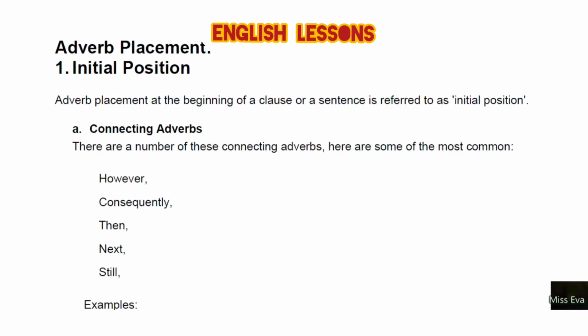So here we see there are a number of these connecting adverbs. These are some of the most common. The connecting adverbs here: however, conjunction however. If it's in front of the sentence, it's called initial position. Okay, and after this connecting adverb we have commas here. However, consequently, then, next, still, all of these have a comma after those words.